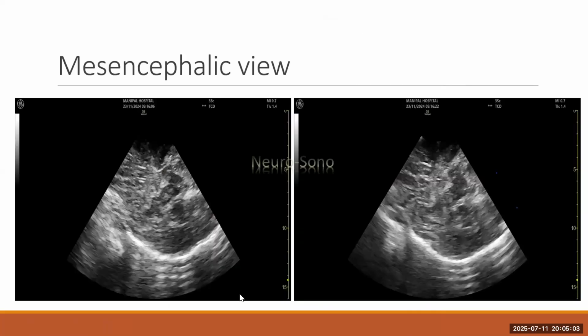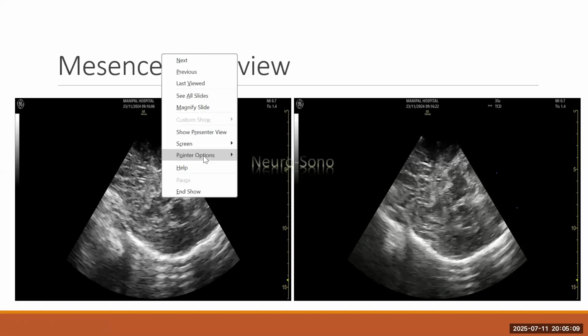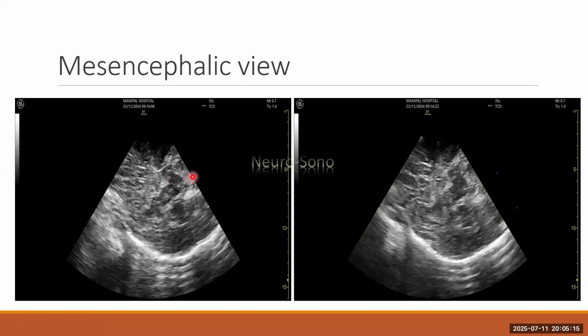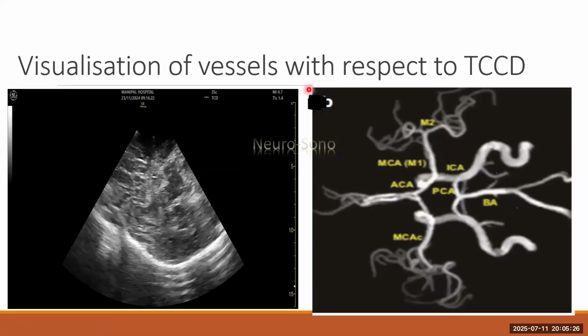So this is what we were speaking of as the mesencephalic view. Here we can see the midbrain, the butterfly, and just anterior to the midbrain we can see this hyperechoic fluff, which is the suprasellar cistern, where the vessels of the circle of Willis lie. This is how the vessels are visualized on the transtemporal window, either ipsilateral or contralateral. The most commonly insonated vessels on the transtemporal window are the MCAs, ACAs, PCA, and ICA.